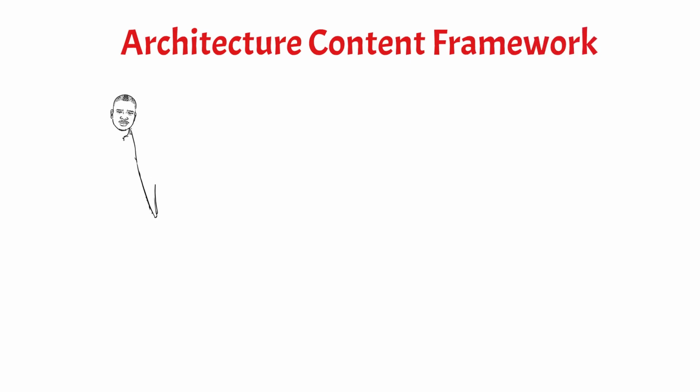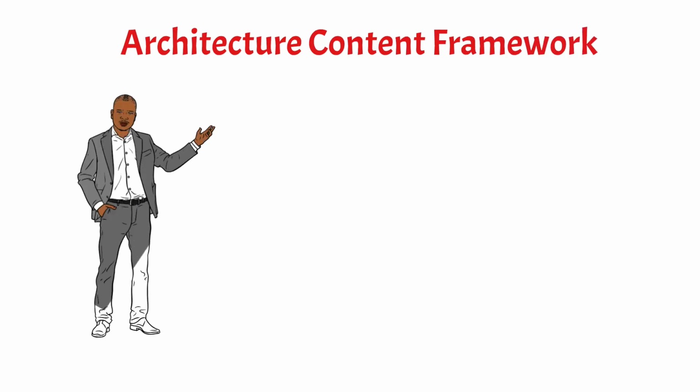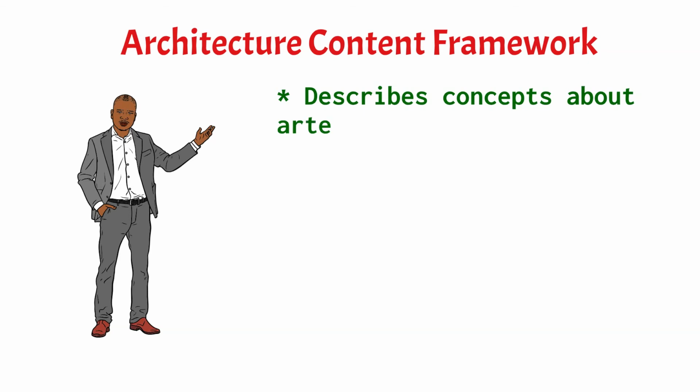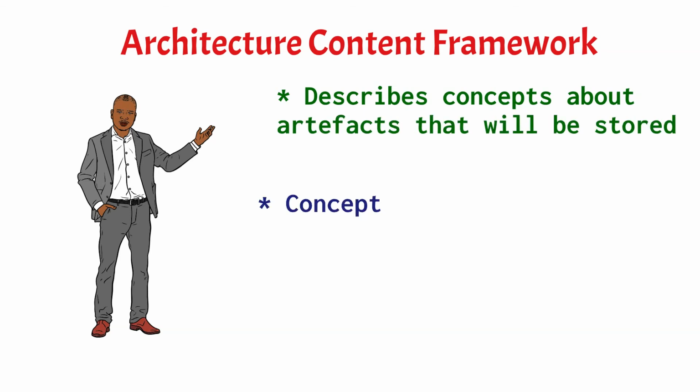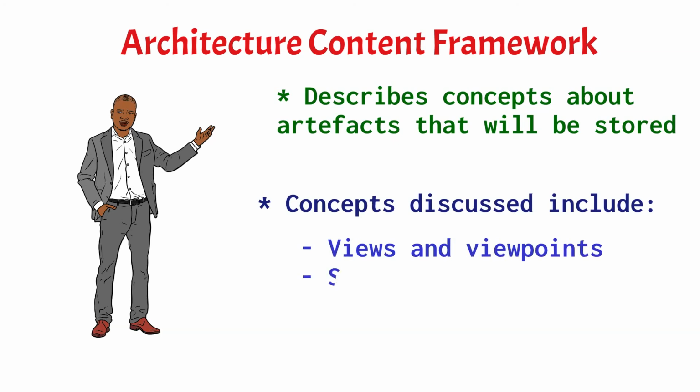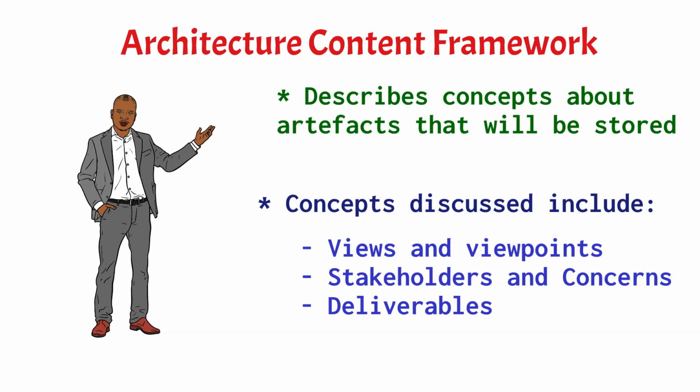The fourth part of TOGAF is the architecture content framework, where we describe the concepts around the artifacts that will be stored. Some of the concepts discussed include the views and viewpoints, stakeholders and concerns, as well as architecture deliverables.